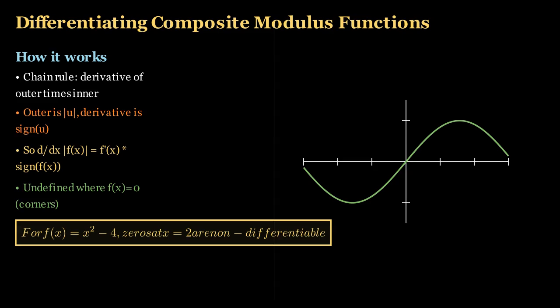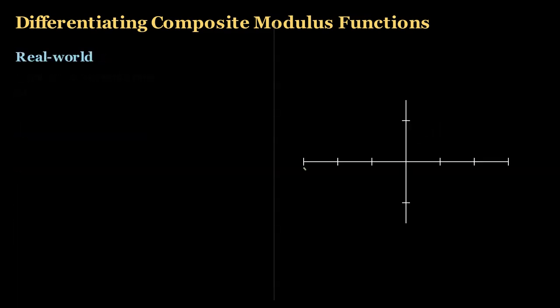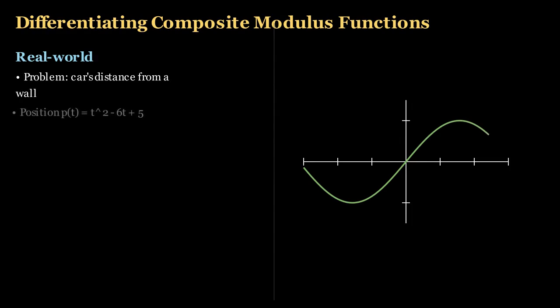First, simplify the inside, f of t equals p of t minus 4, which is t squared minus 6t plus 1. At t equals 1, f of 1 is 1 minus 6 plus 1, which is negative 4. The derivative of the inside, f prime of t, is 2t minus 6. At t equals 1, that's 2 minus 6, which is negative 4. The sign of f of t at t equals 1 is the sign of negative 4, which is negative 1.